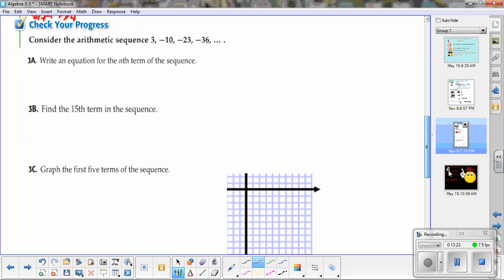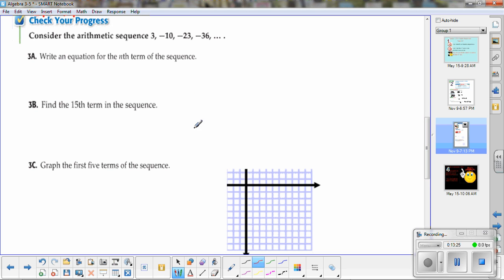Now you may want to pause the video and try the next one on your own. I'm going to go ahead and use the shortcut way of coming up with the equation for the nth term. A sub n is going to equal, now we want to look at how much it is changing by, or the common difference, from 3 to -10, and then -10 to -23. It's going down by 13. So that's what it's changing by. That's what goes in front of n.